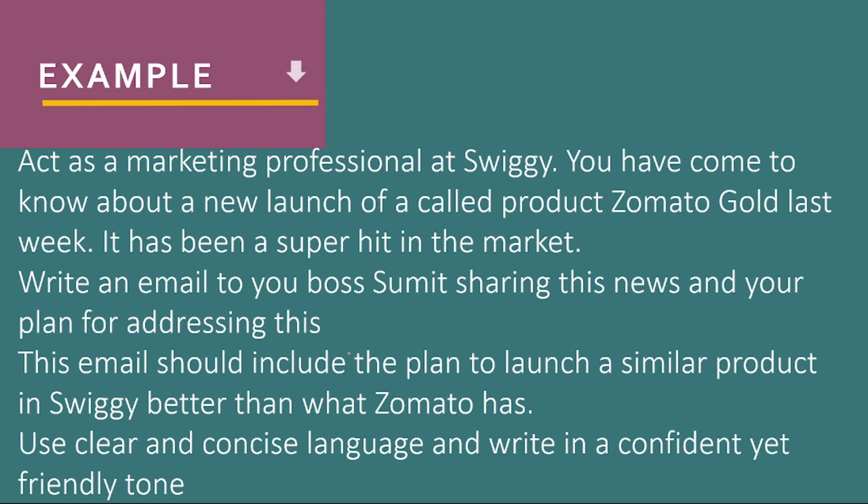Now you are working as a marketing professional at Swiggy and you want this to be introduced in your Swiggy organization, and you want to talk to your manager Sumit. So you want to write an email to Sumit so that you can explain the scenario, so that Sumit can start working on this, and then you can introduce this product in Swiggy as well, to beat the competition of the Zomato Gold product, right? So you see, this is a persona. You are telling ChatGPT to become a marketing professional at Swiggy.